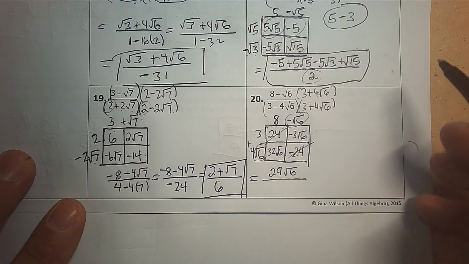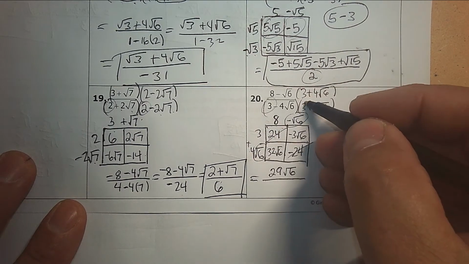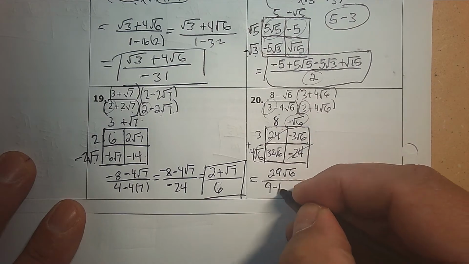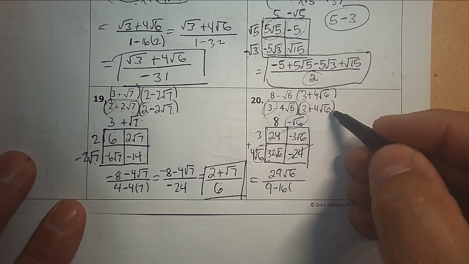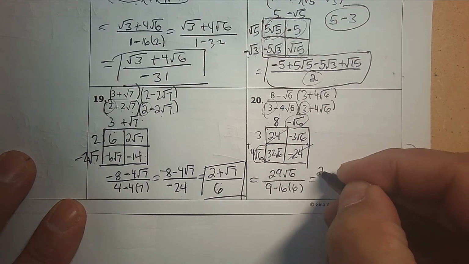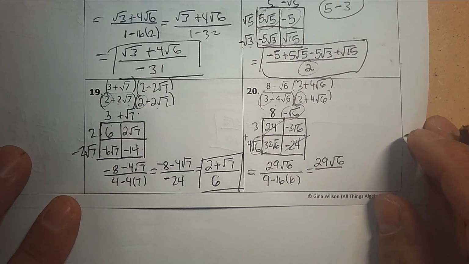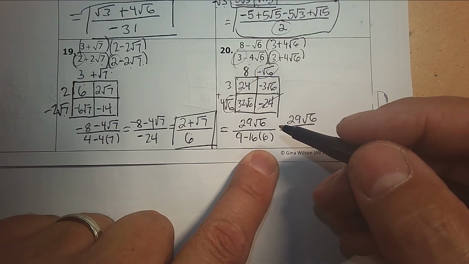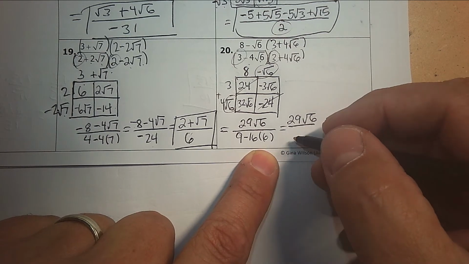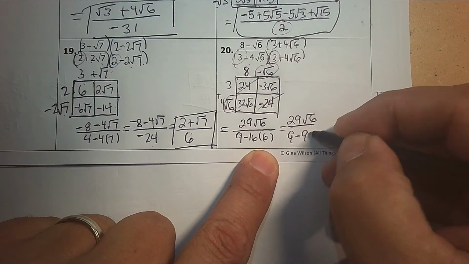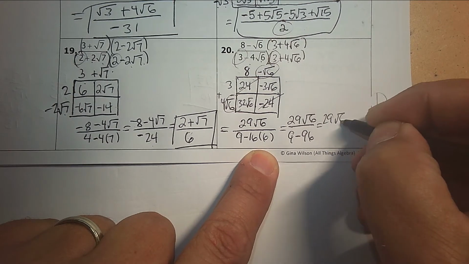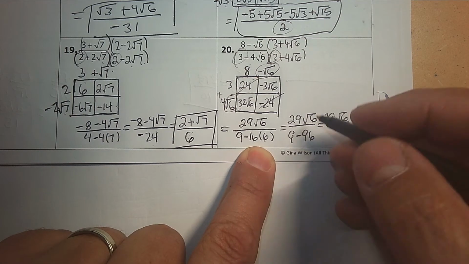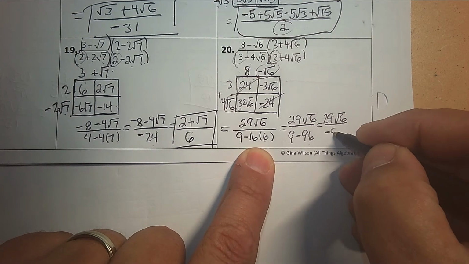Let's look at the denominator. 3 times 3, that's 9. Negative 4 times 4 is negative 16. And root 6 times root 6 is 6. So 16 times 6 is 96. 9 take away that would be a negative answer, and it's 87.